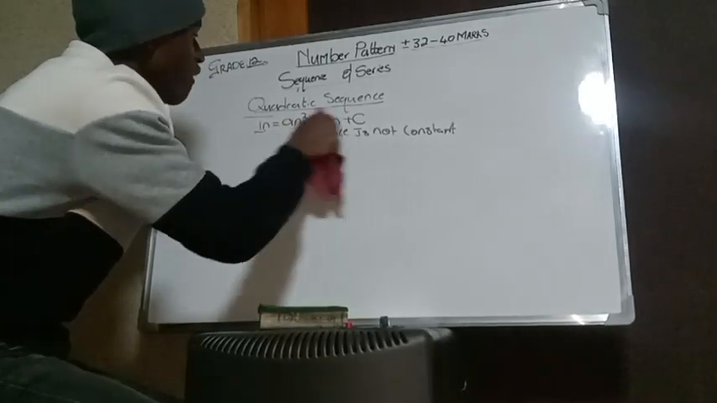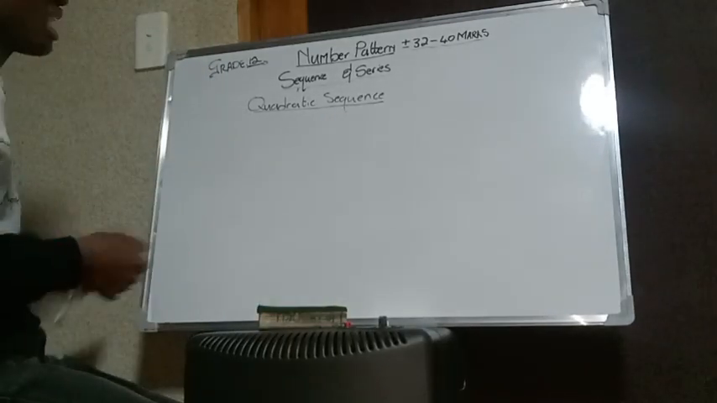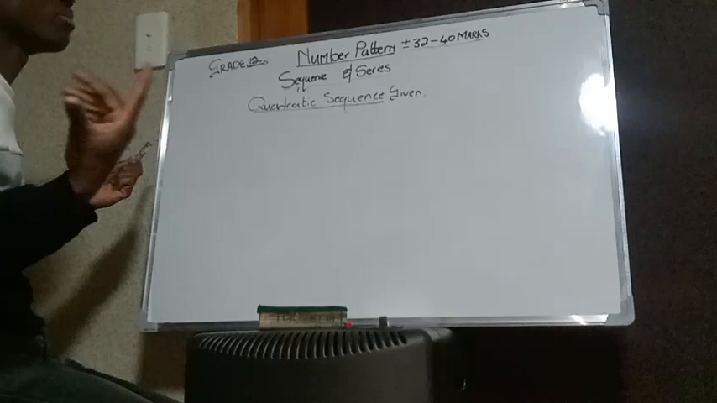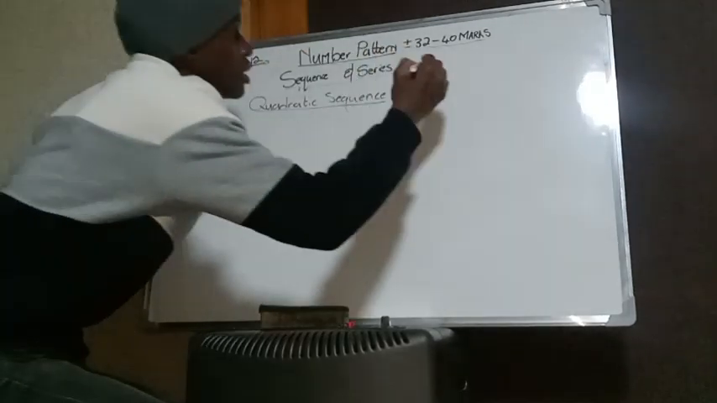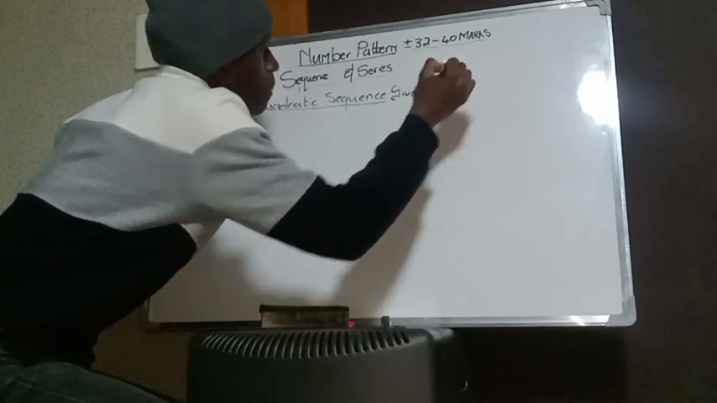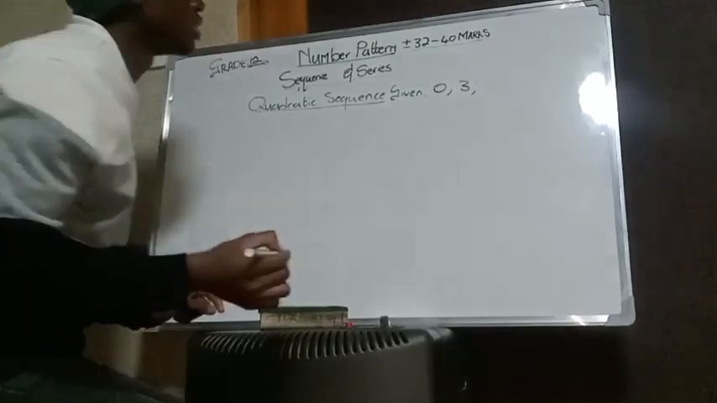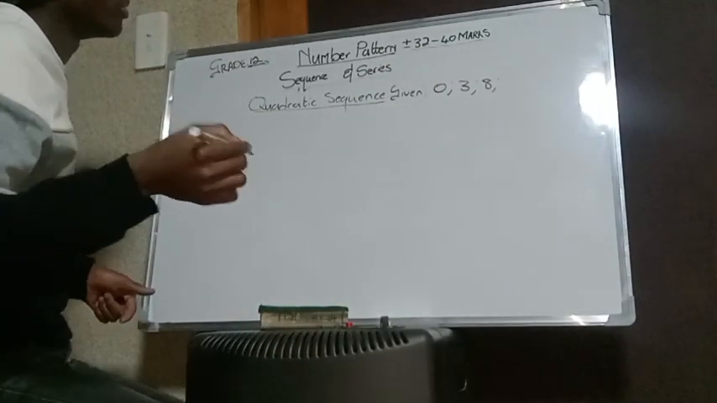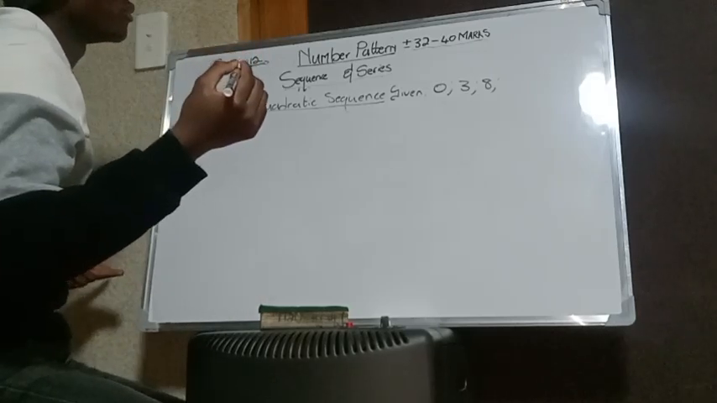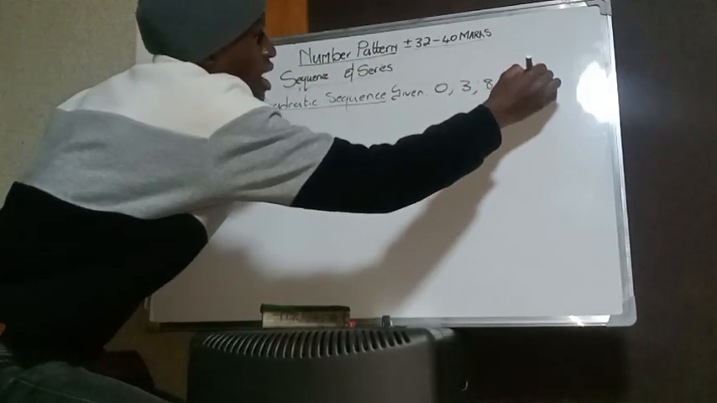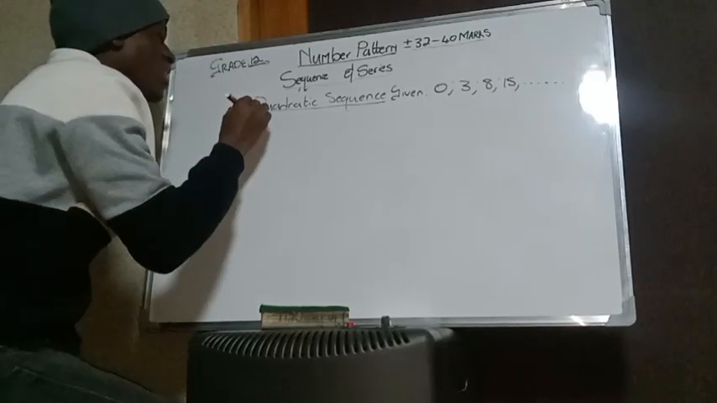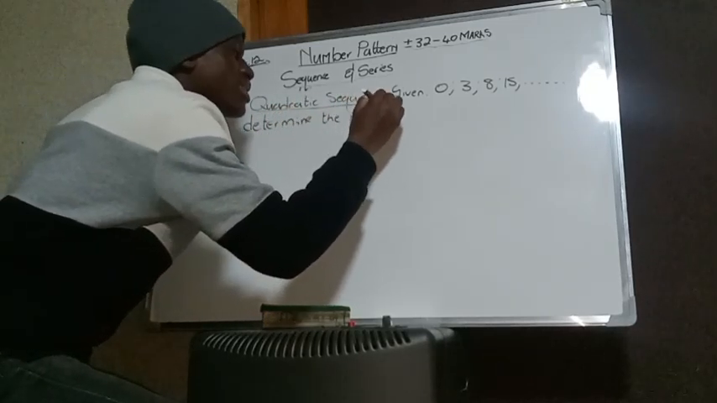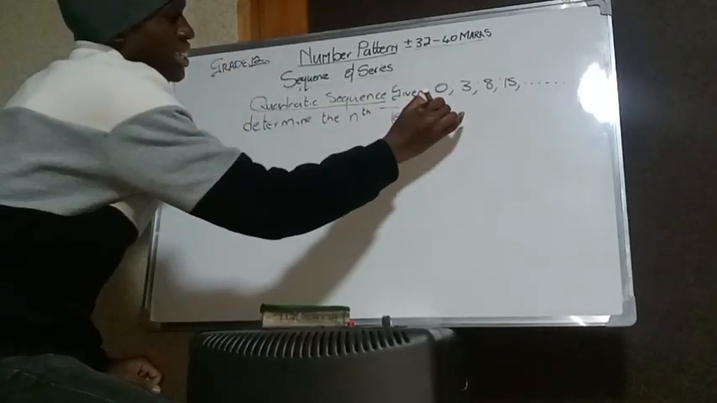Let's just say given mathematically 0, 3, 8, and let's think of the last value, let's just say 15 and so on. Determine the nth term.